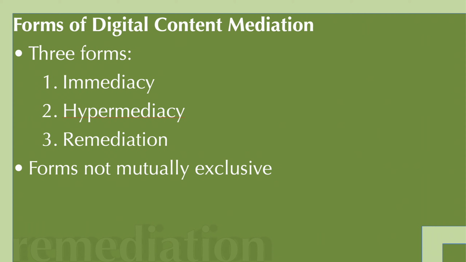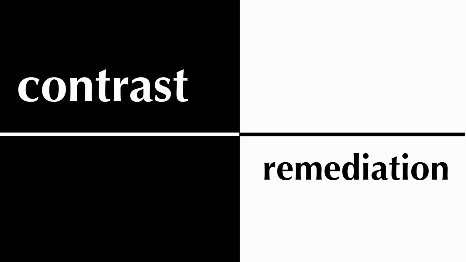As you've seen in previous videos, there are various forms of content mediation. Specifically, there are three forms: immediacy, hypermediacy, remediation. Again, this is the third of three. We've already spoken about immediacy and hypermediacy. Remediation is next in line. And if you remember the previous videos, these forms are not mutually exclusive. So again, the three forms are immediacy, hypermediacy, and remediation. Again, we're talking about remediation here.